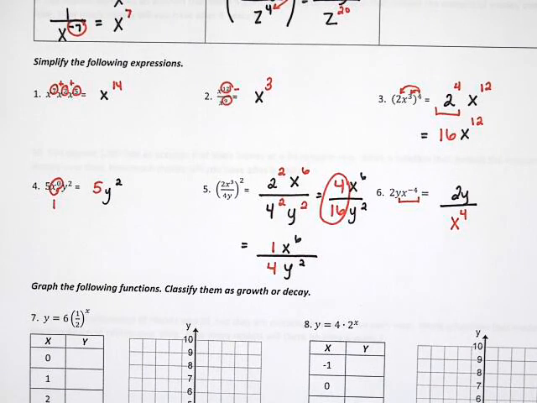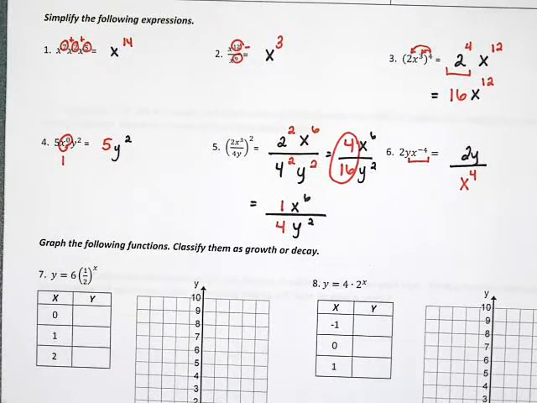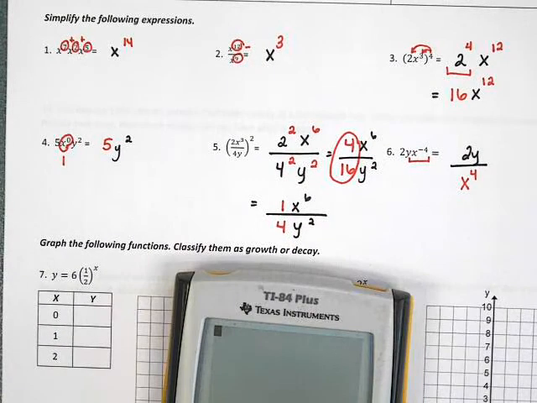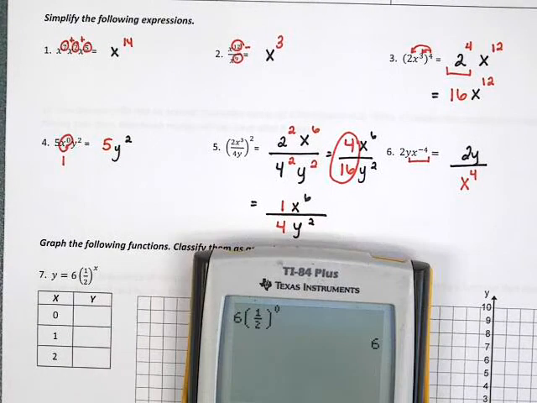Now we're going to review how to graph. So to graph these functions, we said first we were going to make a table. So what I'm going to do is I'm going to type in 6 parentheses, 1 over 2 parentheses to the 0 power, and I'm going to get 6, so I'm going to fill that in my table.